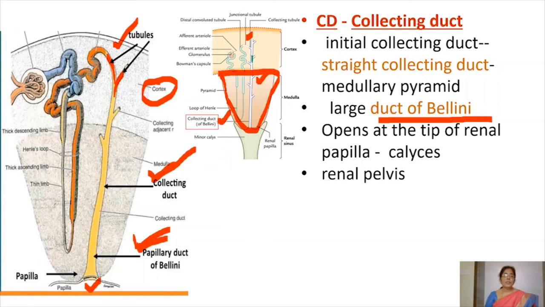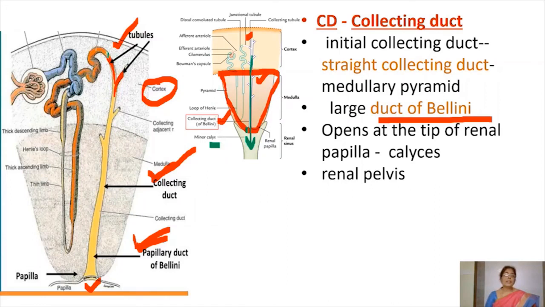So collecting duct, they join together and form duct of Bellini, and this duct of Bellini, it opens at the renal papilla. This is the terminal region of medullary pyramid, renal papilla. So duct of Bellini opens at the medullary papilla into the calyx. Calyces, they open into pelvis. This is about the collecting ducts.